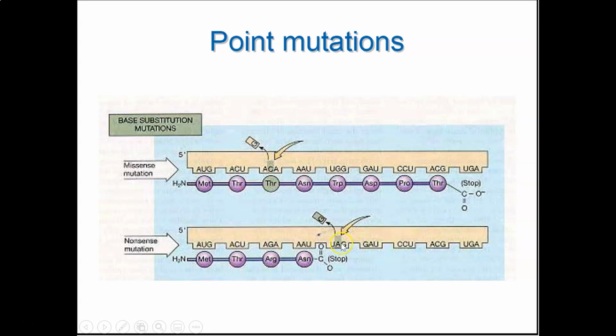Here I should have had a G, but it got swapped for an A, and as a result, I now have a nonsense. It's too short. It should have been, let's see, 1, 2, 3, 4, 5, 6, 7, 8 amino acids long, and now I've only got 4 of them, so it's cut it literally in half.